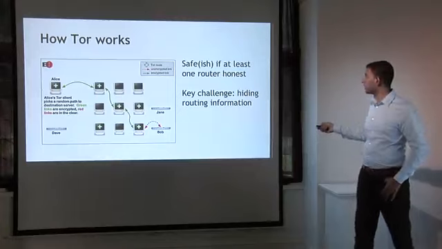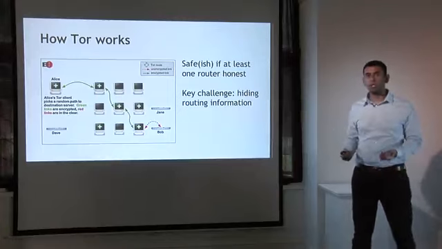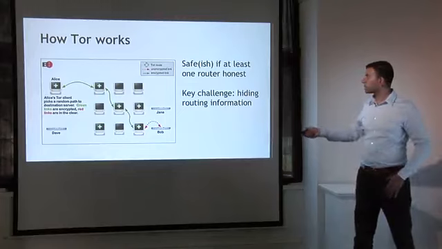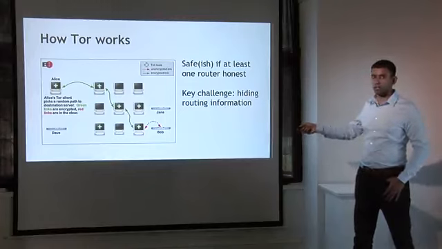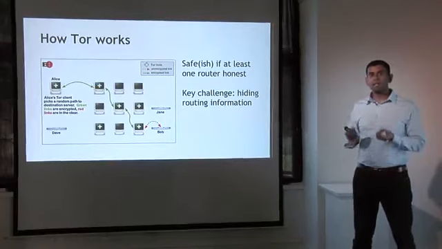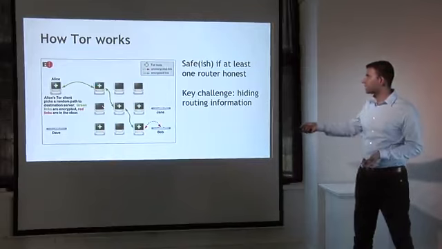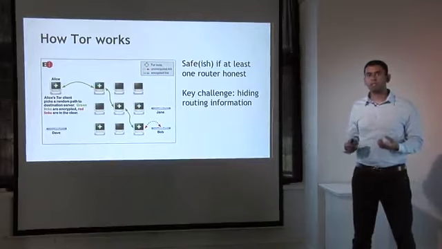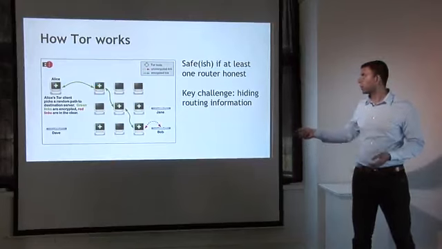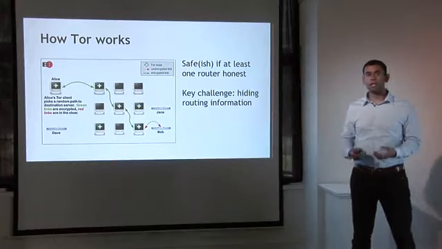So one key point here is how do you hide routing information? What do I mean by that? When a message has gone from Alice to the first router, it has to have the IP address of Bob's computer somewhere in that message. Otherwise, there is no way that this router can appropriately forward that on to reach the right destination.